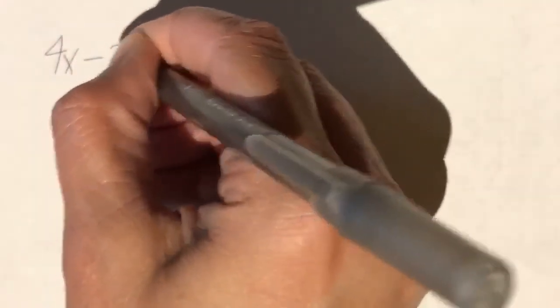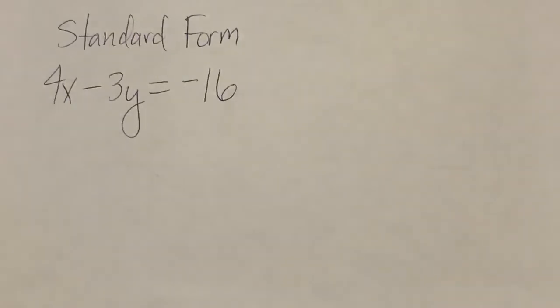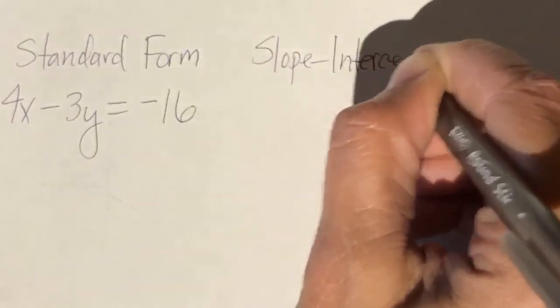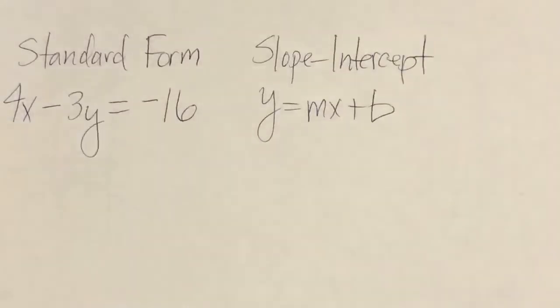The last thing I'm going to show you is what you may have tomorrow, you may have a situation like this where I give you 4x minus 3y equals negative 16. That's standard form. And I may have you rearrange that into slope-intercept form. Now remember, slope-intercept form is y equals mx plus b. So if I have standard and I want to get it in slope-intercept, and I'll use colors here, I want to get the y all by itself and isolate the y.